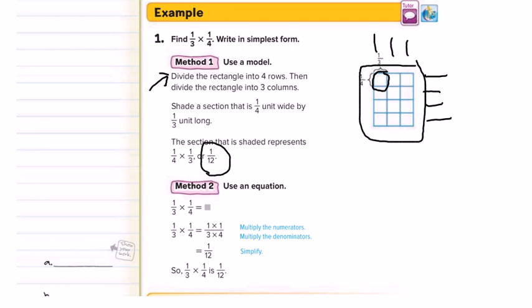If you'd like to just do the standard algorithm for this, again, you can multiply your numerators across and multiply your denominators across and make sure your answer is in simplest form. So when you do 1/3 times 1/4, you'll do 1 times 1 for your numerators and 3 times 4 for your denominators, and you would get your product of 1/12.